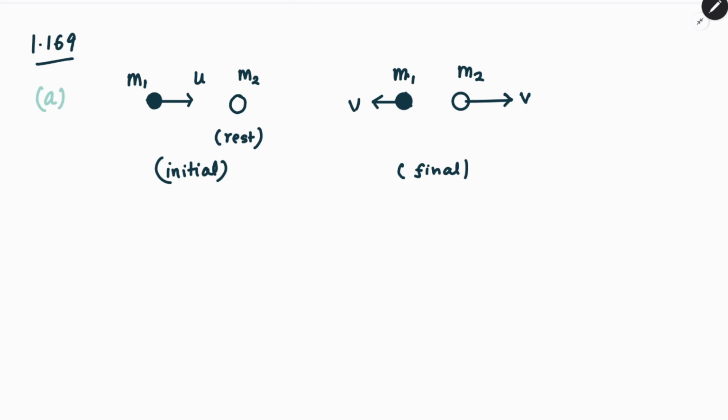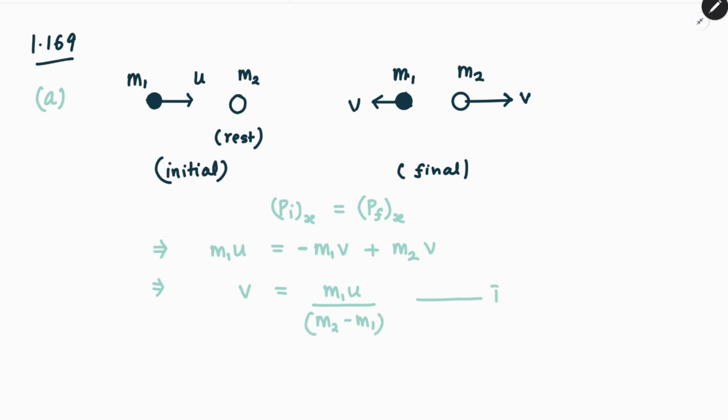Now to solve this problem, we begin by applying momentum conservation. P initial in the x direction is equal to P final in the x direction, the direction of motion. Therefore m1u is equal to m1v in the opposite direction, so we put a negative sign, plus m2v in the forward direction. From here we can write v equals m1u divided by m2 minus m1. This is the first equation that we have.